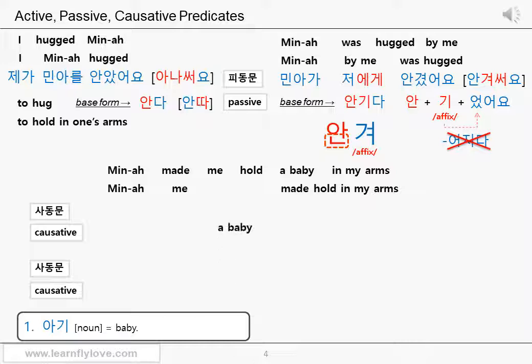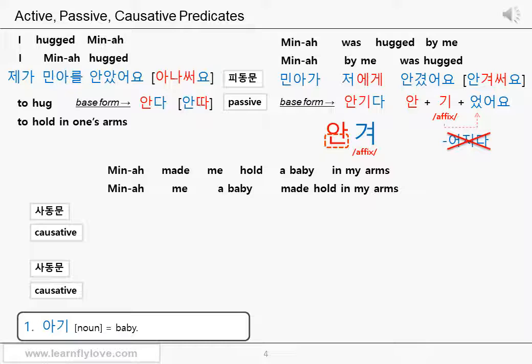That's it. And then let's place a baby next, which is the object of the verb hold. You can change the position of me and a baby in Korean. It doesn't really matter because we are going to use particles to mark the exact role of them in the sentence. And then let's put the predicative part, made hold in my arms, at the end. 민아, me, a baby, made hold in my arms.